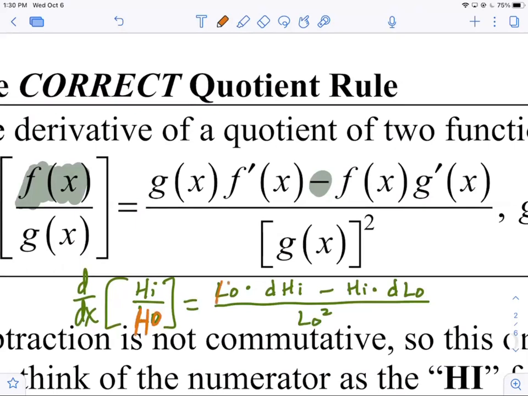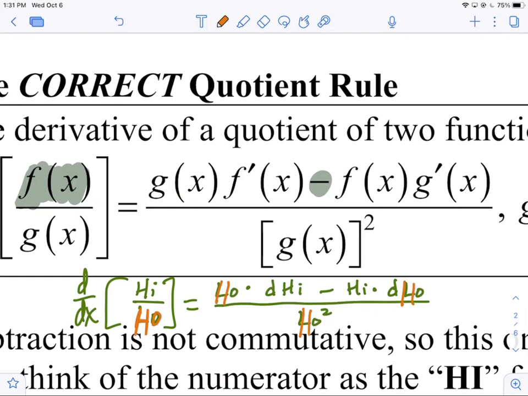This then becomes ho d high minus high d ho, all over ho ho, or ho squared. That is easy to memorize. Ho d high minus high d ho over ho ho, right? Now, you can screw it up if you go high d ho minus ho d high over high high.